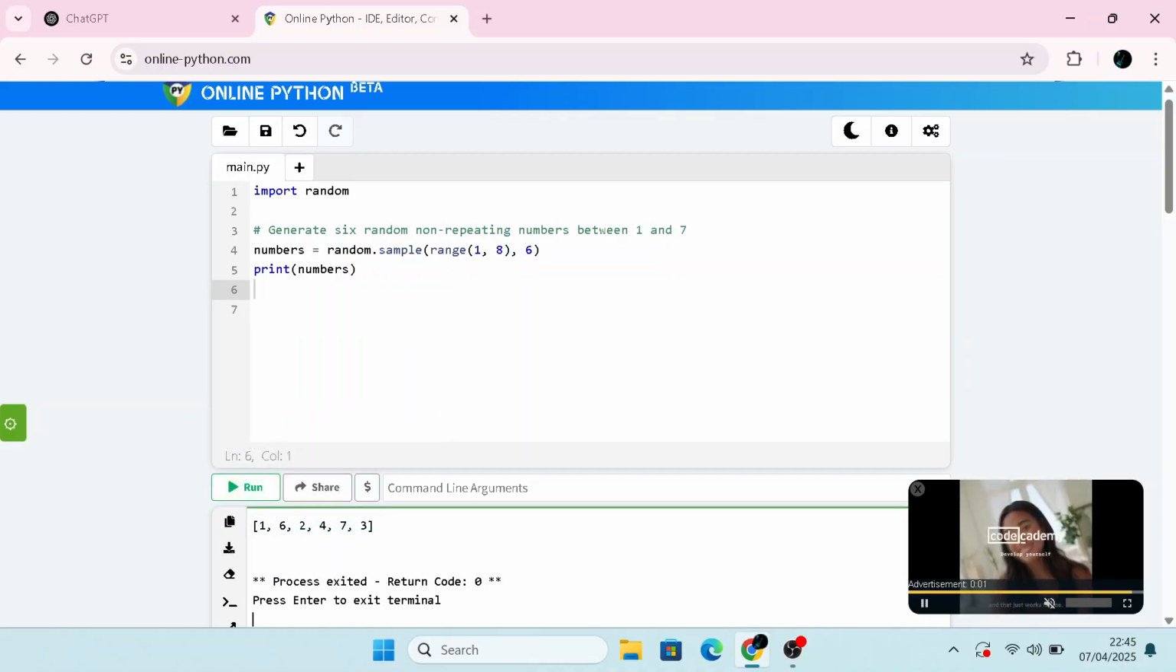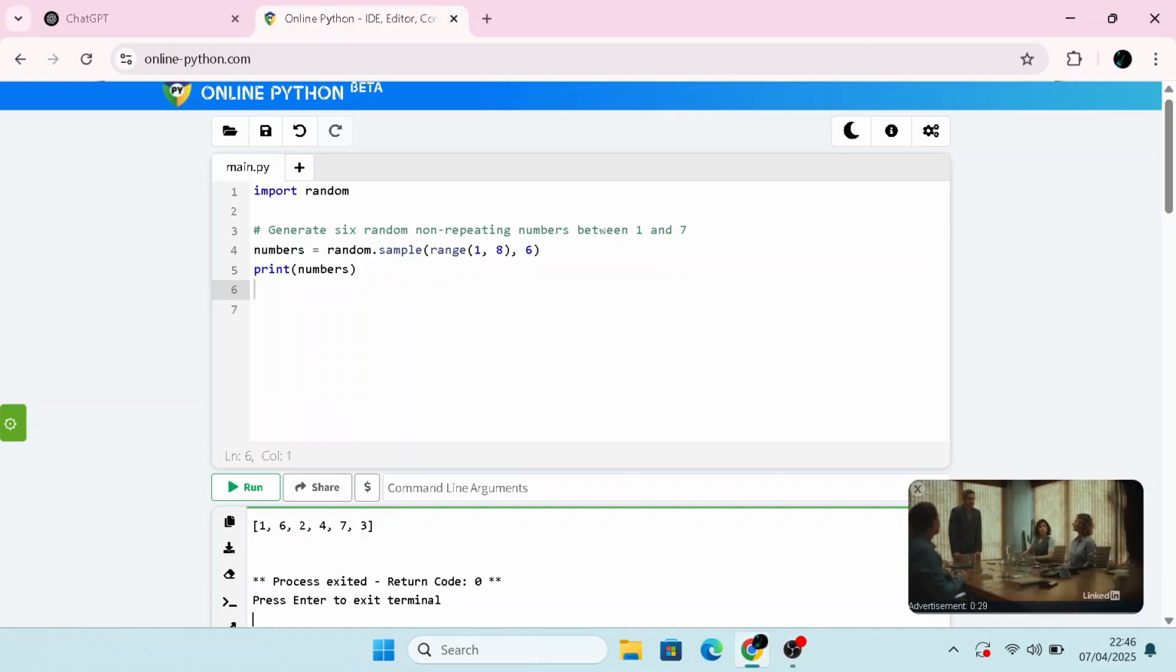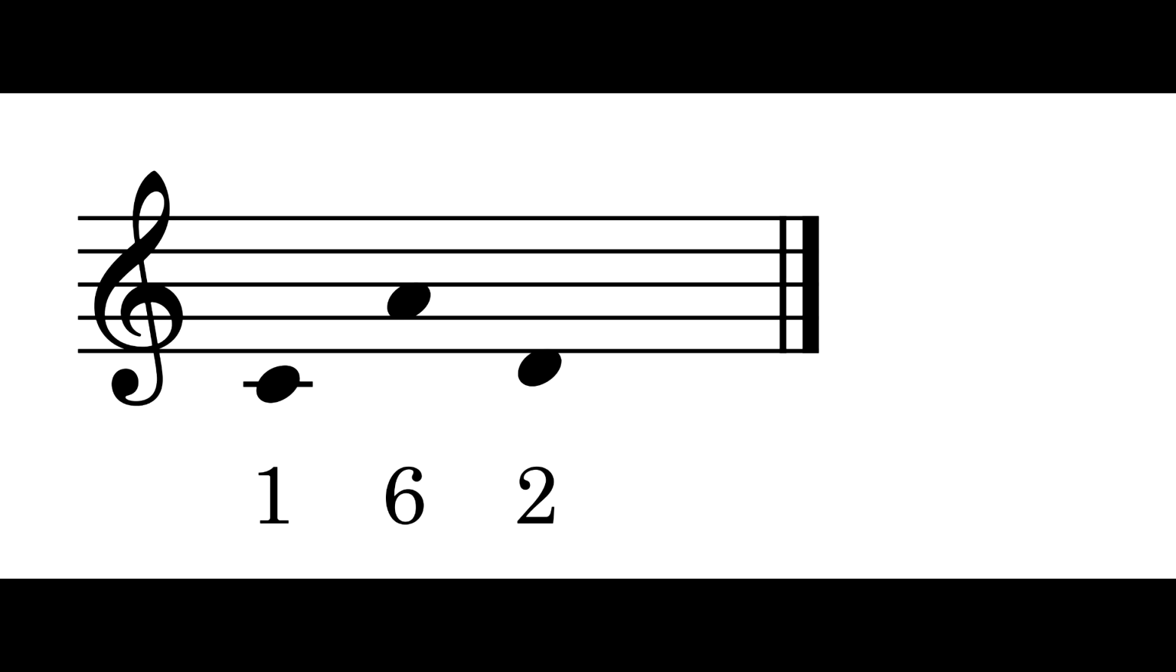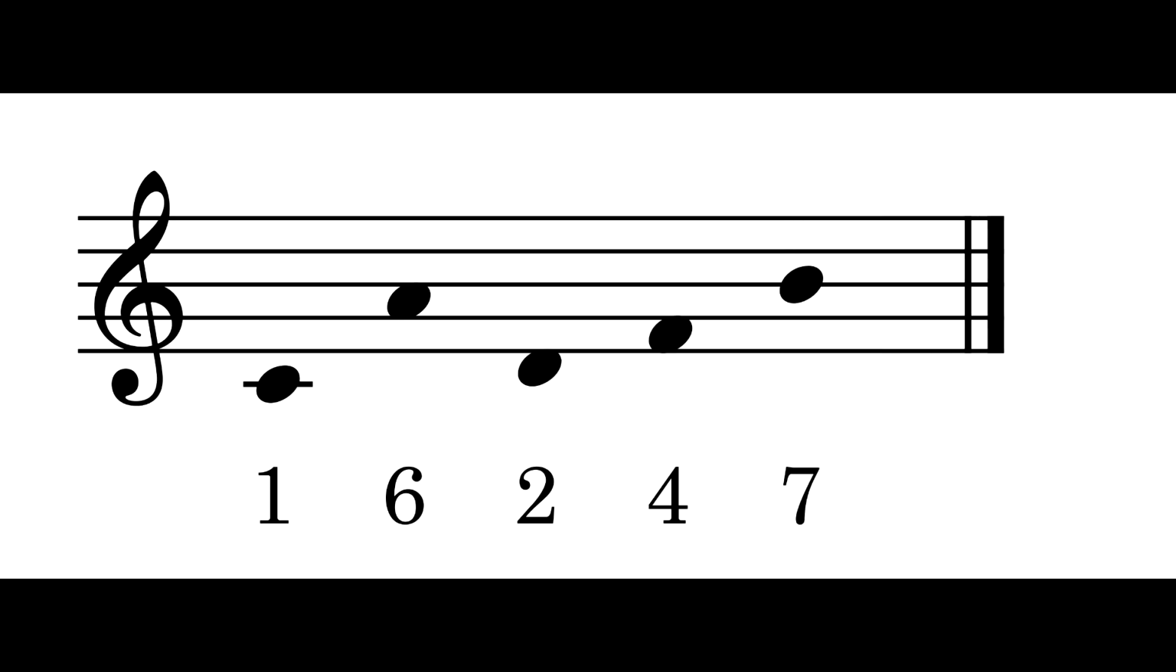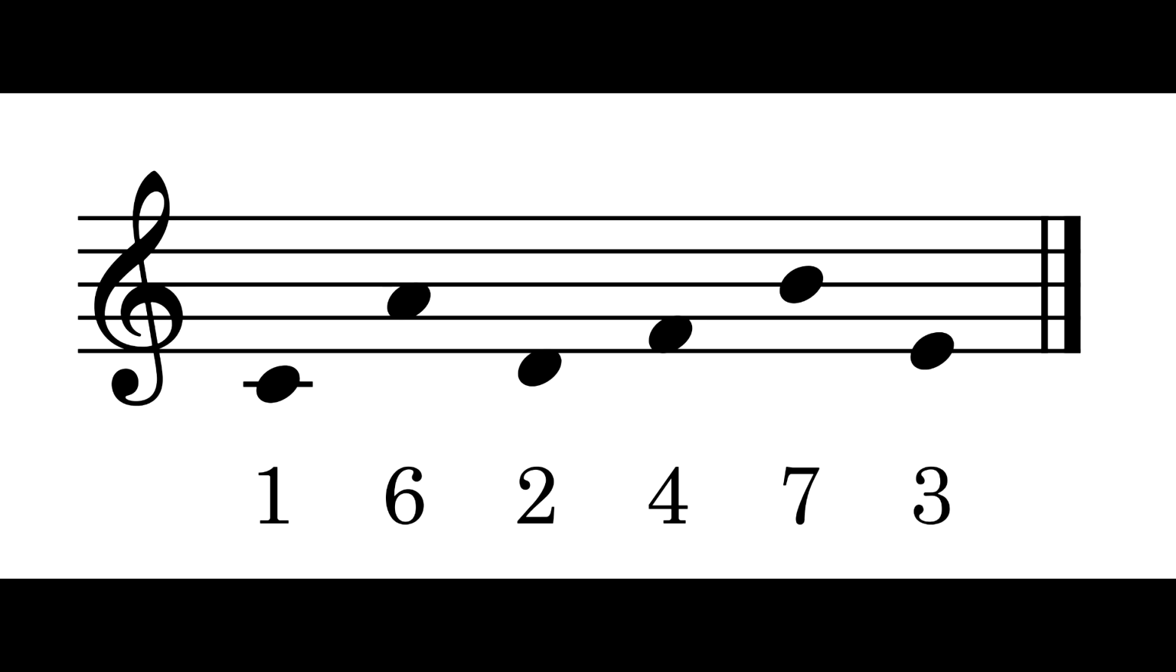And then we need to take those and convert them into scale tones. So 1 is C, because we're in C major. Then we get 6, which is A. And then it's D, which is 2. And then 4, F. 7, yeah, there's B. And then 3 would be E. And that's the little melodic contour we're going to be playing around with.